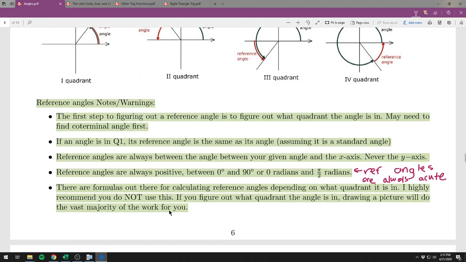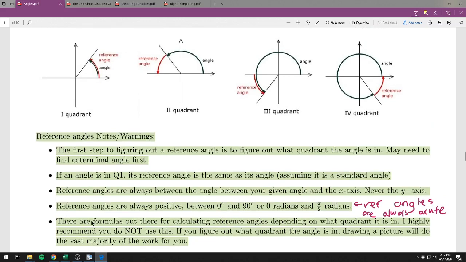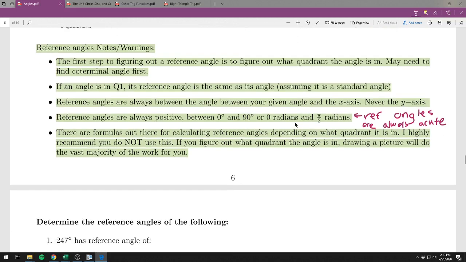My last thing here, mentioning about the reference angles, is that there are formulas out there for calculating reference angles, which will depend on what quadrant you're in. If you just draw your picture out, see what quadrant it's in, you can come up with the formula yourself every time. The problem with trig that a lot of people suffer from is trying to memorize a bunch of formulas when some of them are necessary, but a lot of them are not. These formulas for reference angles are not necessary. You want to get comfortable drawing your axes, figuring out what quadrant it's in, and so on. You'll see that's why I do every single problem like this. That's how I'm going to do it.